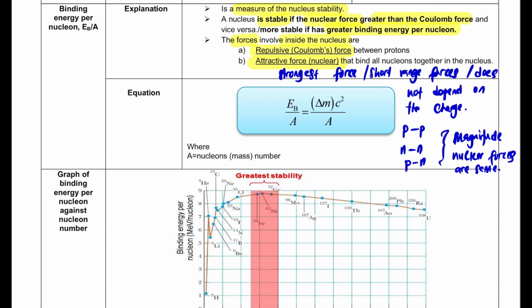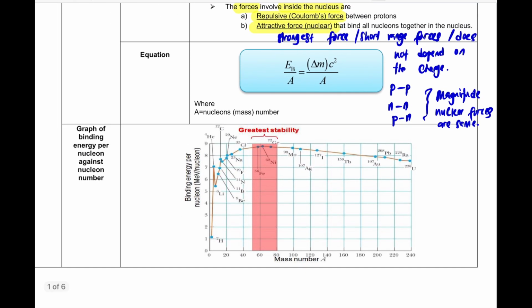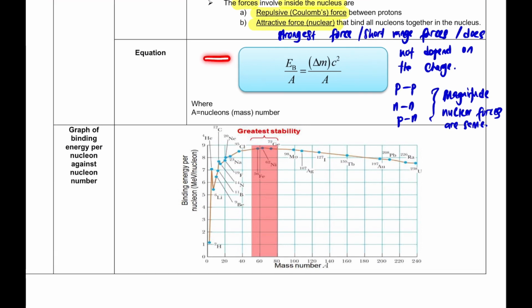So for your information, the nuclear force is the strongest force, short range, and does not depend on the charge. Let's say the interaction between proton and proton, or neutron and proton, has the same magnitude of nuclear force. So we can find the binding energy per nucleon by using the formula EB per A equals delta M c squared over A, where A is the mass number.